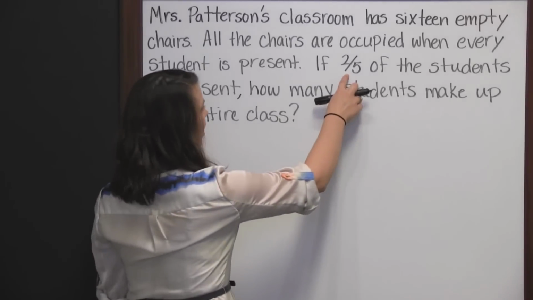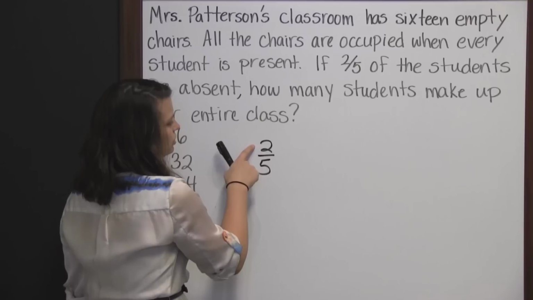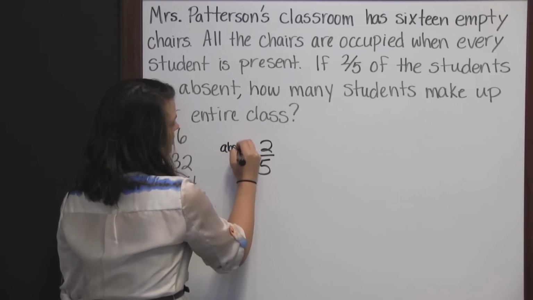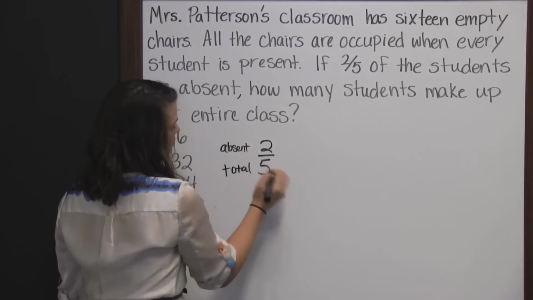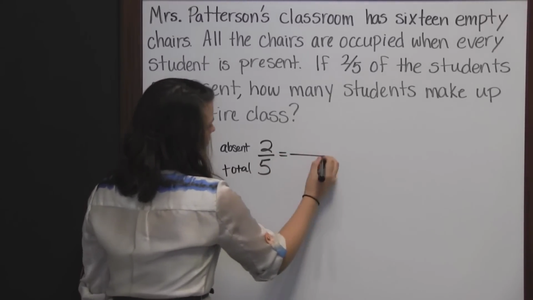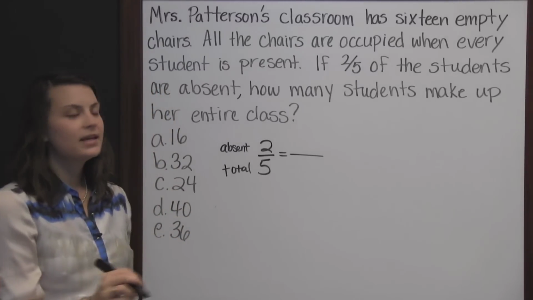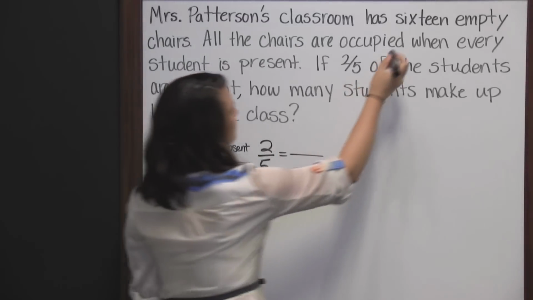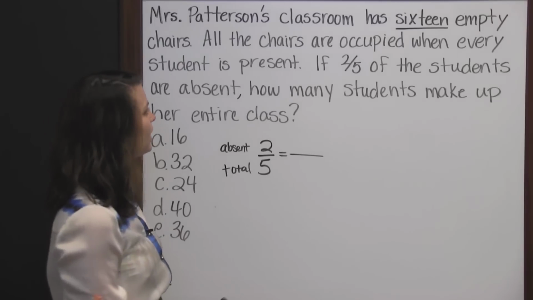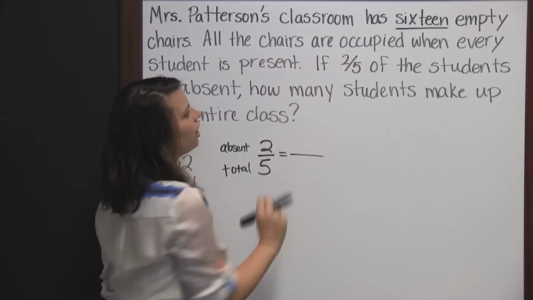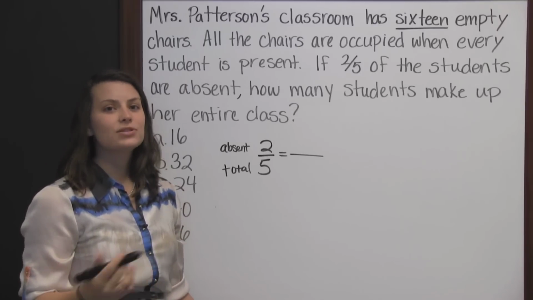We can take this fraction, 2/5, and use that as our first ratio, 2 being the amount of students who are absent out of the 5 total. And that equals, again, number of students who are absent divided by the total. And it says in the problem that there are 16 empty chairs, which means there are 16 students missing, since usually all the chairs are occupied when every student is present. So every empty chair is a student who's absent.